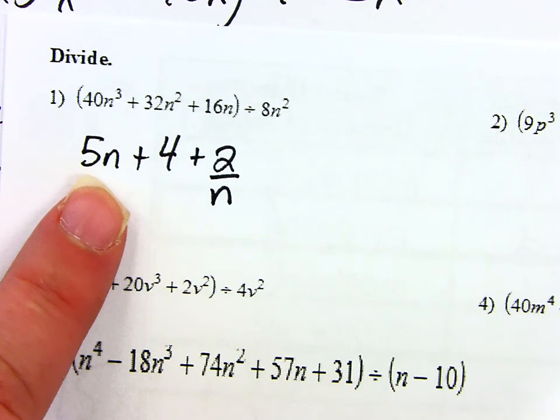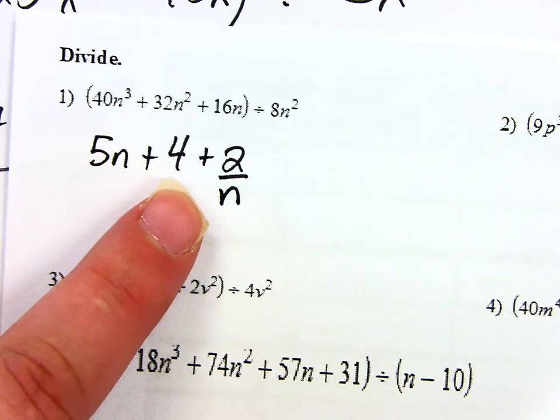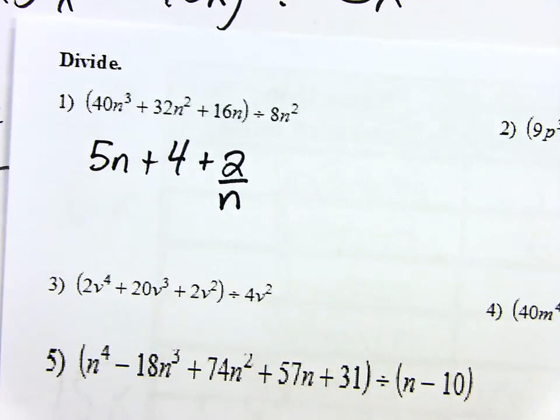This actually is standard form. Because you have n to the first, n to the 0, and then n to the -1. So they're already in order. Good question.